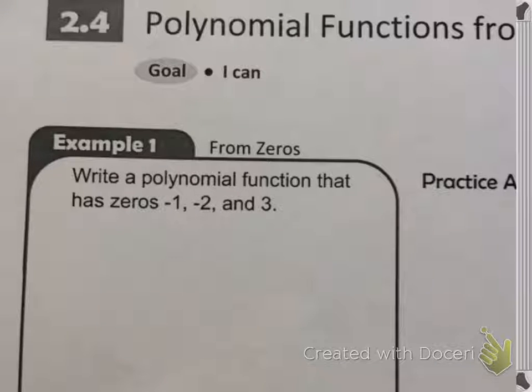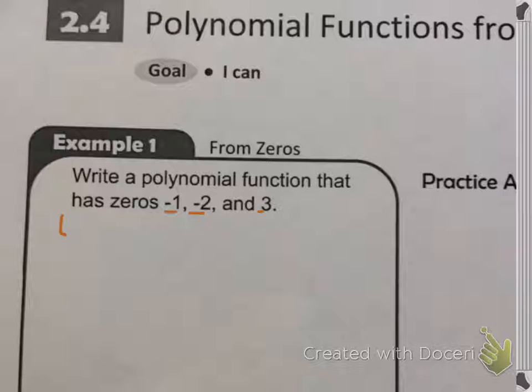This is Note-Taking Guide 2.4. We're going to write polynomial functions from their roots. So this particular problem right here asks me to write a polynomial function that has roots of negative 1, negative 2, and 3.